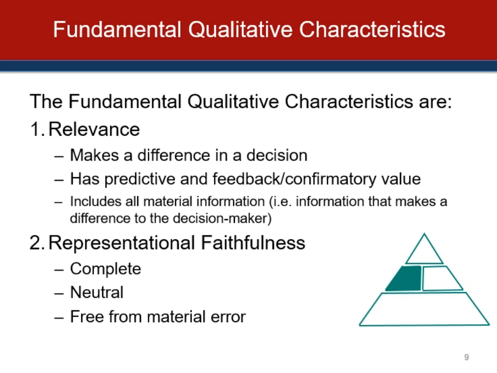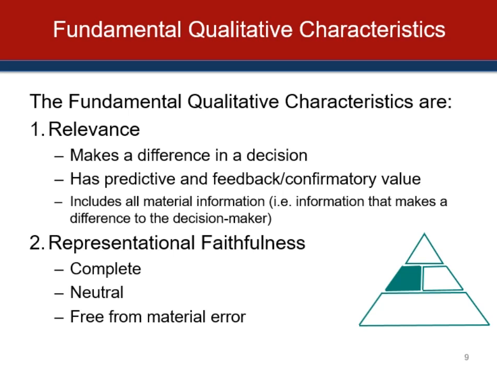Representational faithfulness means that the numbers and descriptions contained in the financial statements match what really existed or what really happened. So to be a faithful representation, information must be complete, neutral, and free from material error. Completeness means that all information that's relevant, all information that portrays the events and transactions have been included, and there's no pertinent information that has been excluded. Neutrality means that information or accounting procedures are unbiased, and they haven't been selected with an eye to favoring one group of stakeholders over another group.